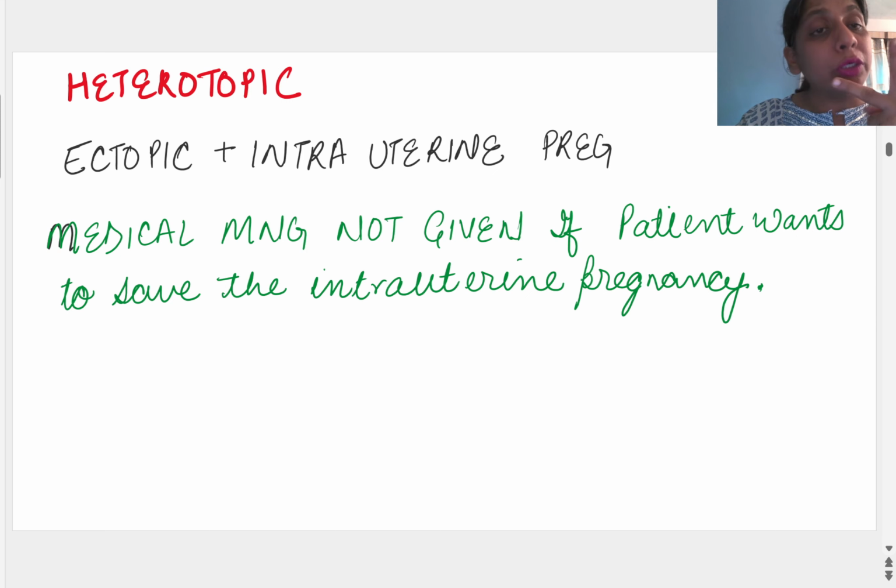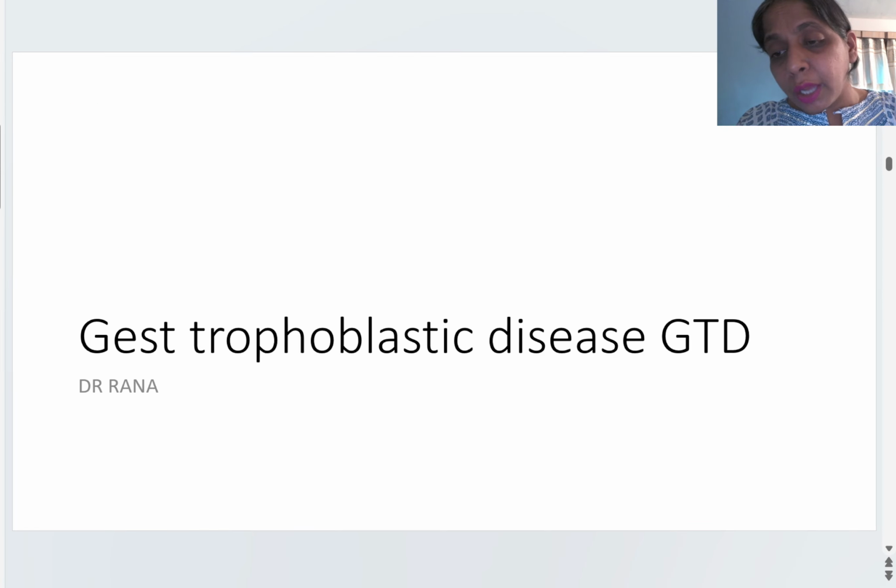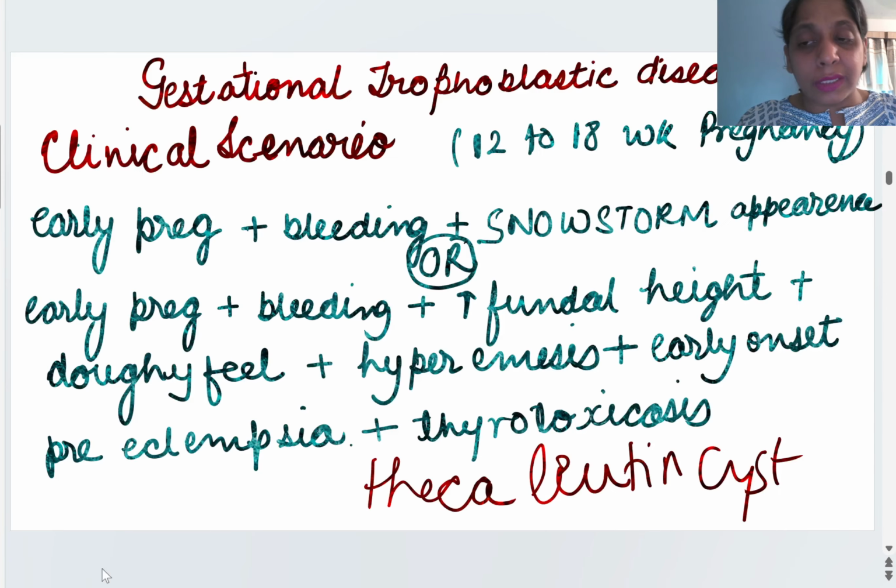So this can be asked: what is heterotopic pregnancy? Heterotopic pregnancy means there are two pregnancies: there is an ectopic pregnancy and also an intrauterine pregnancy. If the patient wants to save the intrauterine pregnancy, then we will not give medical management. If the patient doesn't want to save that intrauterine pregnancy, then we will give medical management, or we can give surgical management for the ectopic pregnancy. Okay, now we will study the gestational trophoblastic diseases.